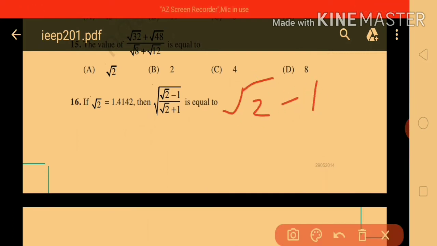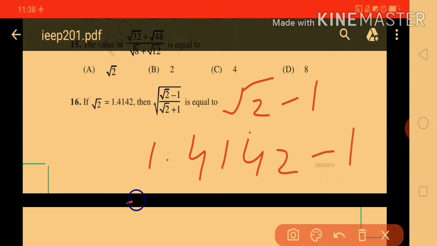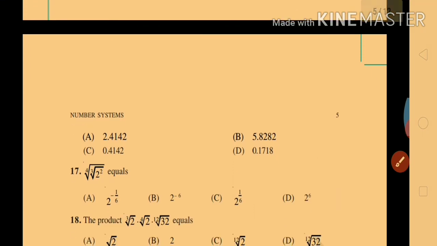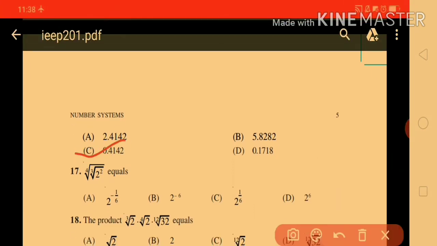Now put the value of root 2 here, 1.4142 minus 1, and what you get is 0.4142. So let us check which option shows you 0.4142. This is option C, right?